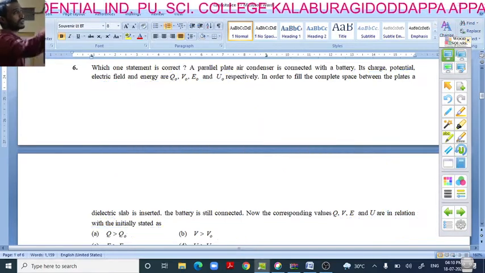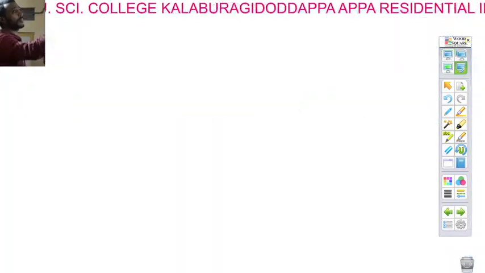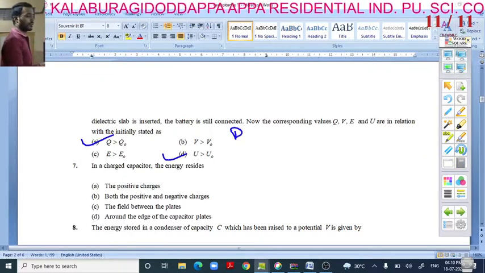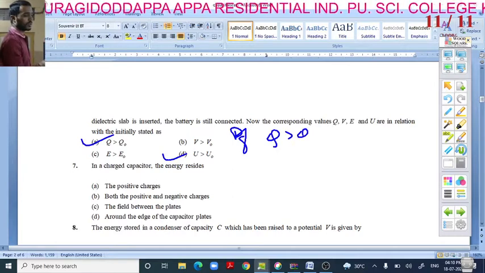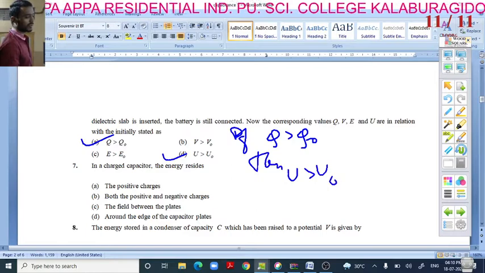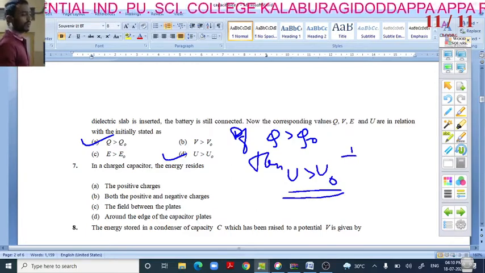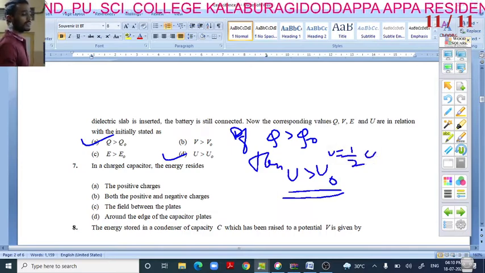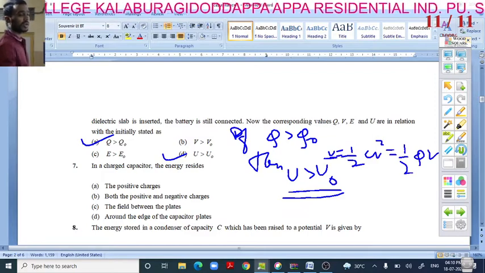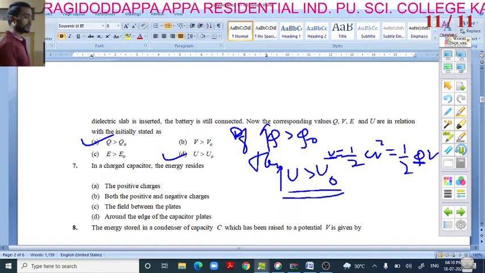Both the possibilities are there here. If Q is greater than or equal to Q naught, then U is definitely greater than or equal to U naught, because we know the formula: energy U is equal to half CV square, which I can write as half QV. So energy is directly proportional to Q. If Q is increasing, energy also increases.